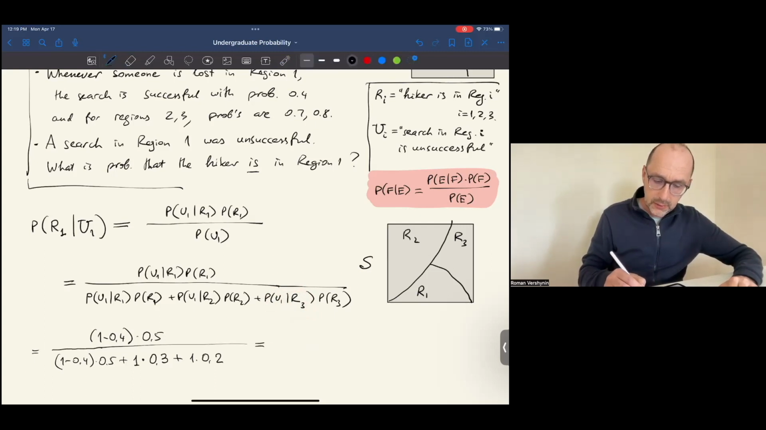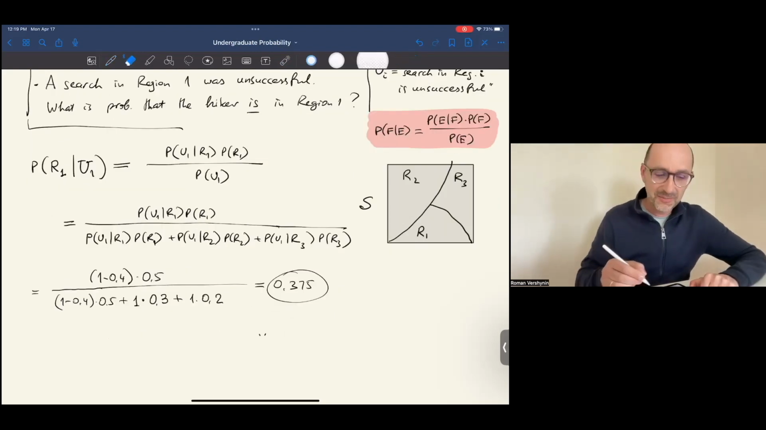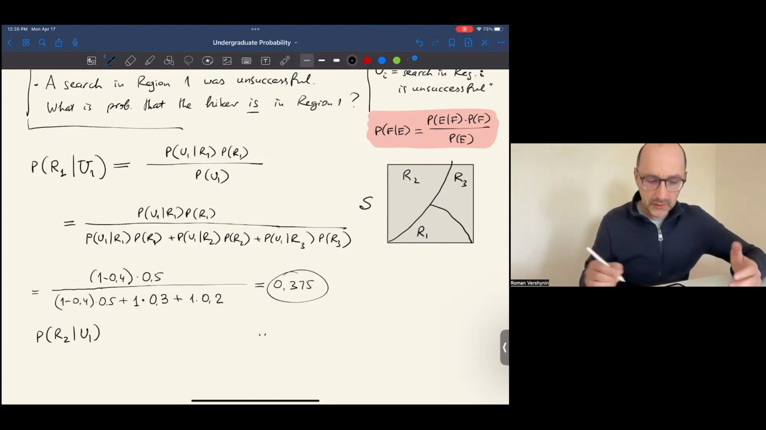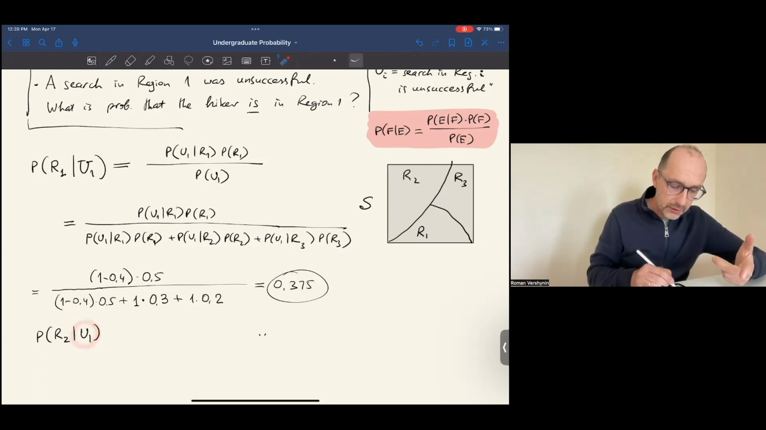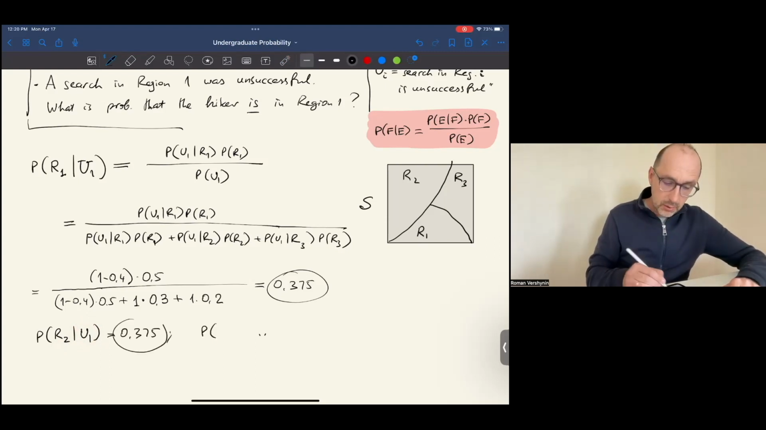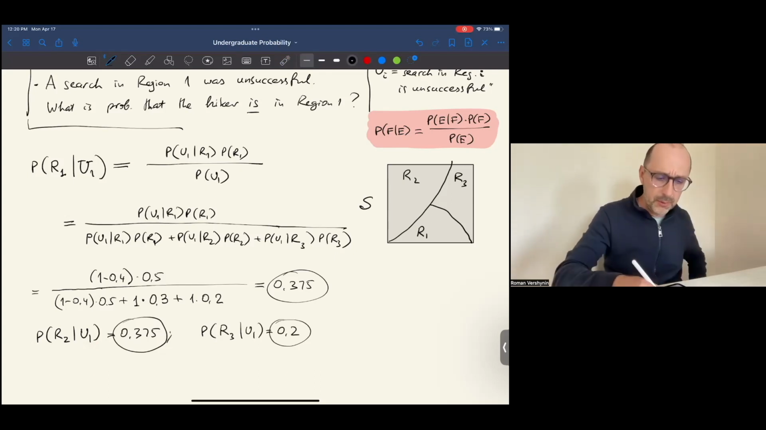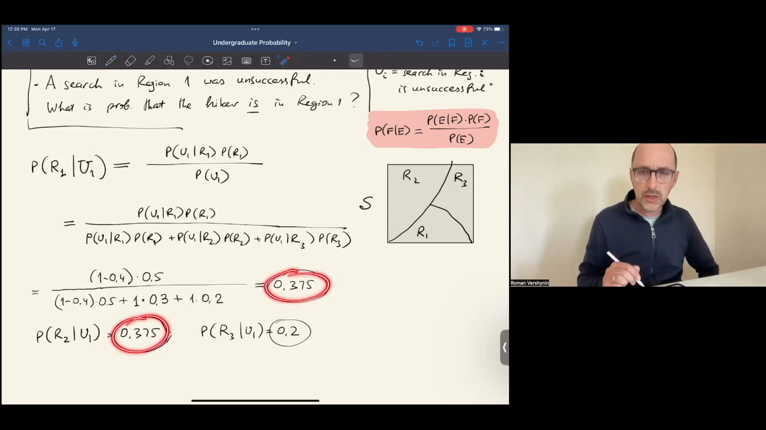And so that probability happens to be 0.375. If you would like to practice, compute the probability that after the unsuccessful search in the first region, the hiker is in region 2. You should get 0.375 if you apply Bayes' formula in the same way. Also compute the probability that upon unsuccessful search in region 1, the hiker is in region 3. That probability should be 0.2. And the sum of the probabilities should be 1. Just a sanity check, which they are.